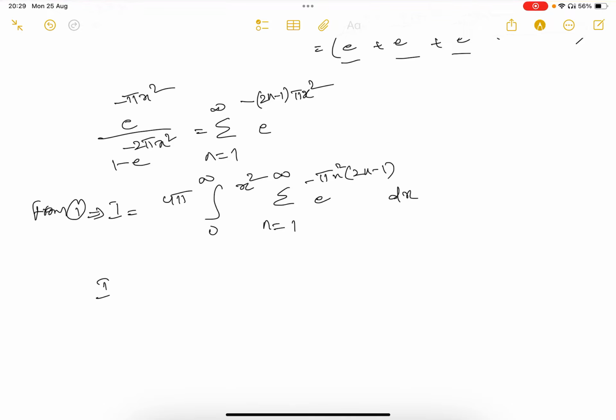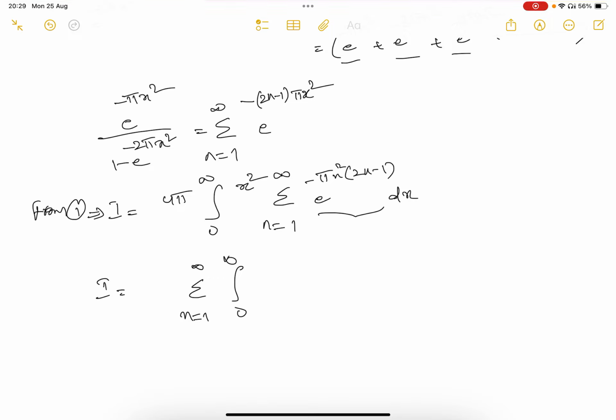Then let's make some simplifications here. Just bring this summation out of the integral: summation n equal to 1 to infinity, integral 0 to infinity. Let's do one thing here. If you want to make this a full differentiation, I mean d of something, e power minus pi x square term, so let's multiply.